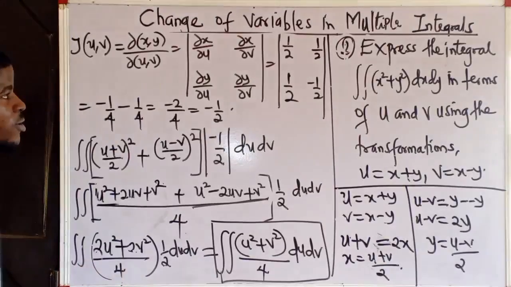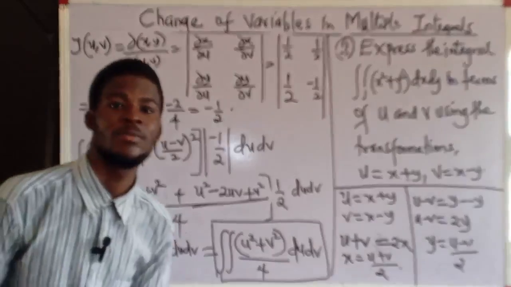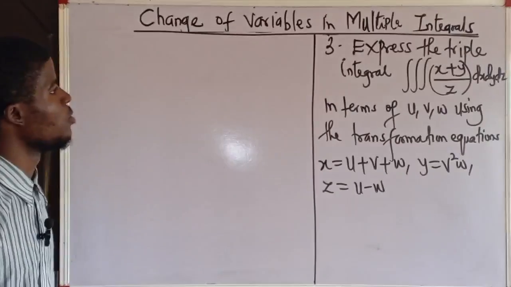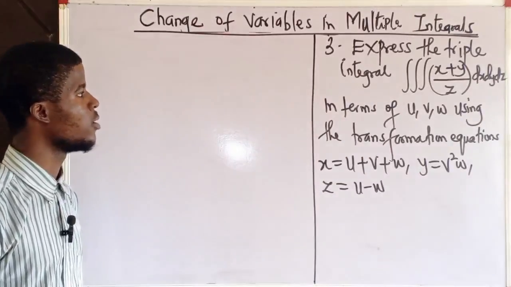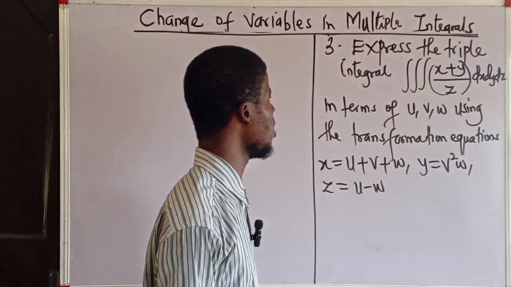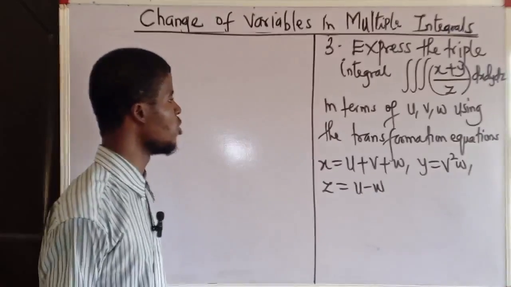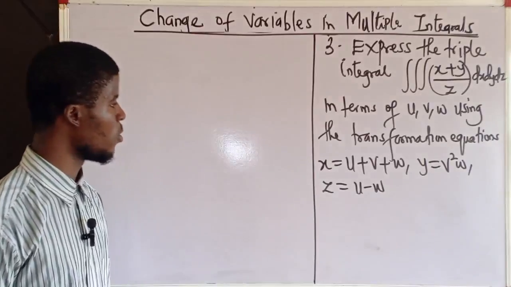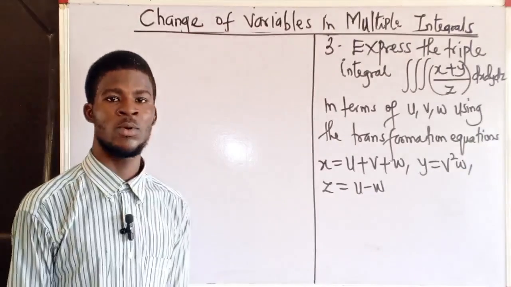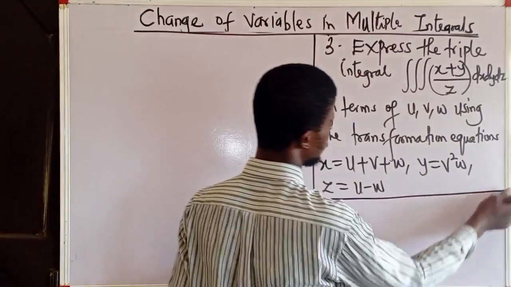Let's see the next question. Keep watching. This time around, we're going to talk about triple integrals. All right, let's answer the third question. We have to express the triple integral of x plus y over z dx dy dz in terms of u, v, and w, using the transformation equations x equal to u plus v plus w, y equal to v squared w, and z equal to u minus w. We can easily do this. Let's go through it.